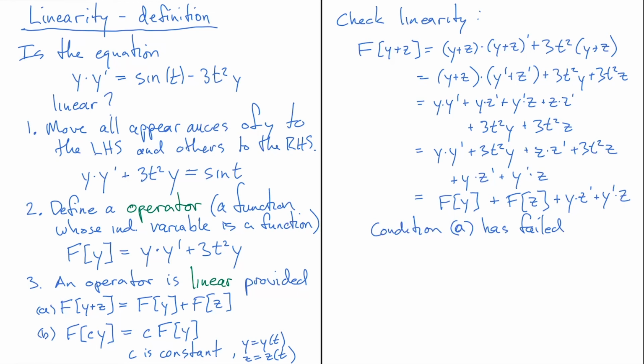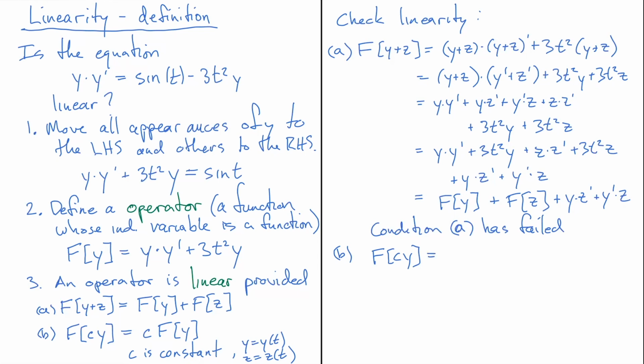Now we can check condition B. So let me put an A up here and then a B down here. And now we can say, what is f of c times y? But already it doesn't actually matter. But let's just see if it also fails because of the constant test.